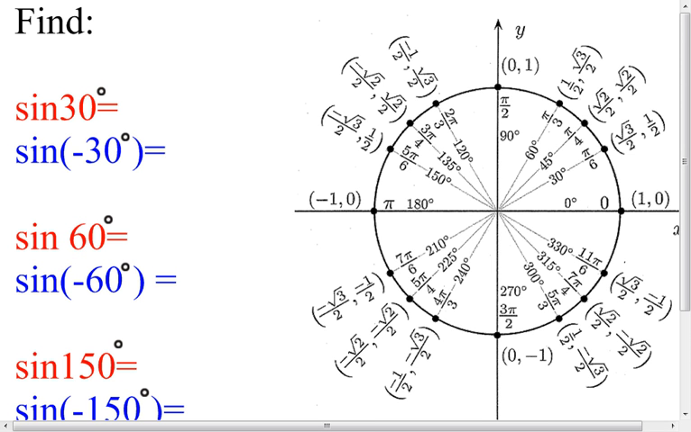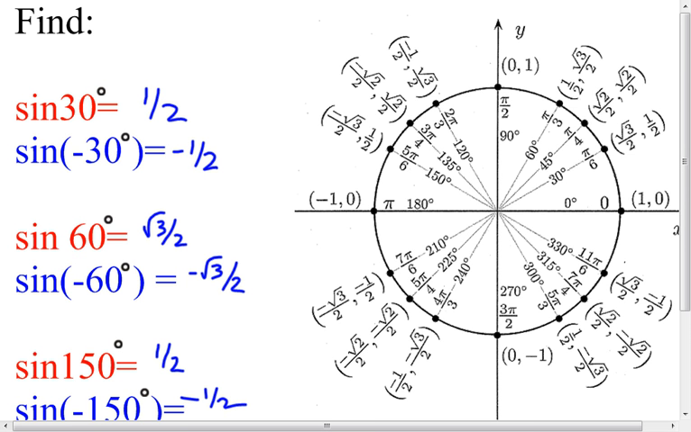First of all, I want you to hit pause and I want you to find the values of these angles right here. So I want you to find sine at positive 30, then sine at negative 30, sine at positive 60, then sine at negative 60. So hit pause and do that. And you can check your answers by doing this.